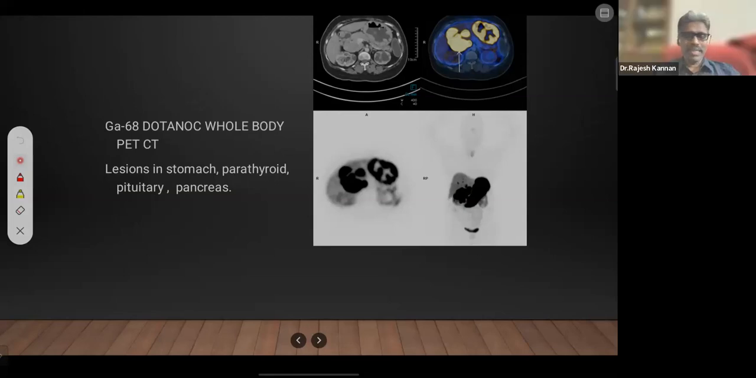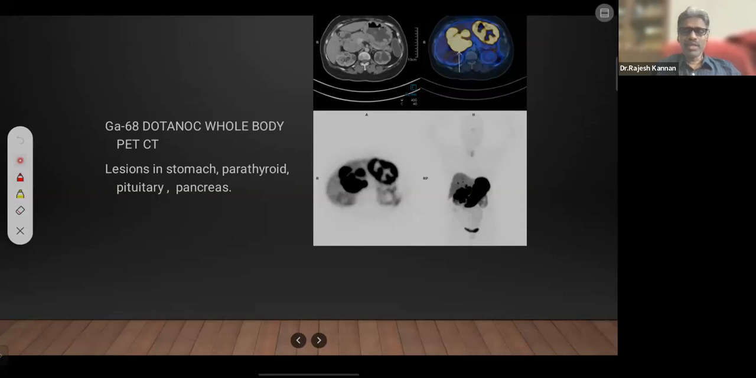Yes. So basically, it is very useful where there is somatostatin analog expression. Whenever you are suspecting any neuroendocrine tumors, this is a very useful thing. And in this case, we know that the pancreatic lesion is hypervascular, and there are other features of multiple endocrine neoplasia, like parathyroid and pituitary involvement. But the important thing is the involvement of the stomach.